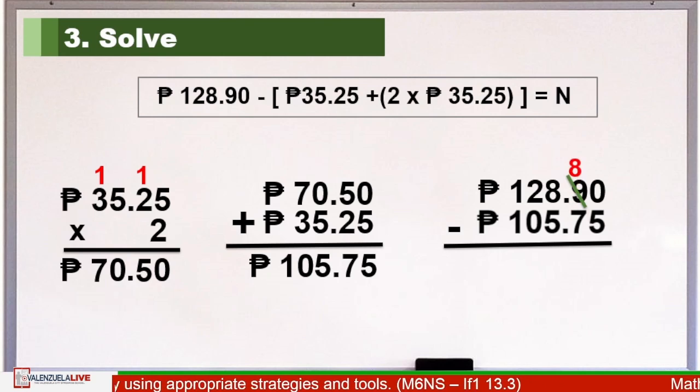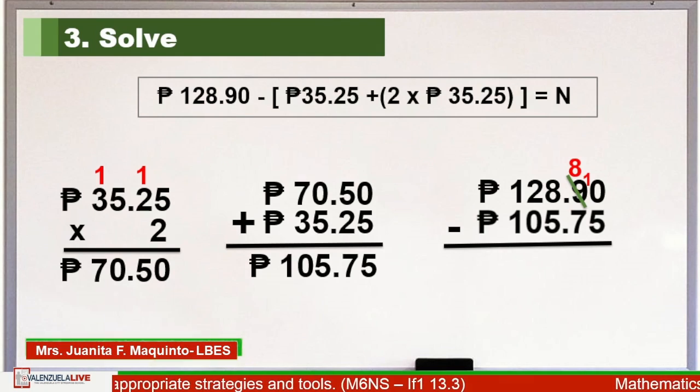Write the decimal numbers in columns and align the decimal point. 0 minus 5 cannot be, so regroup 10 from 9, since the value of the digit at the left is always 10 times greater than the value of the next digit at the right. 0 becomes 10 and 9 becomes 8.